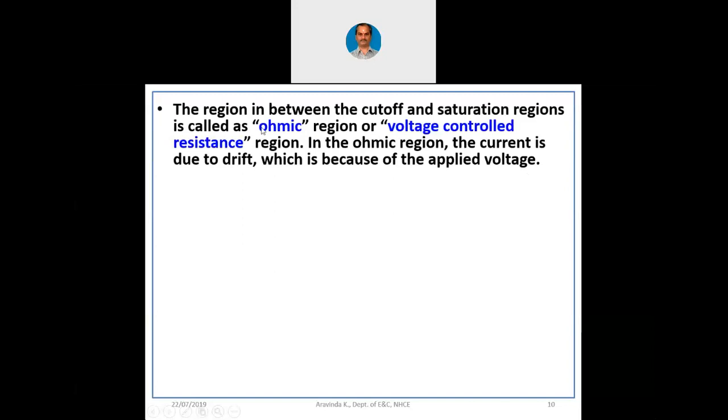Anyway, the region in between the cutoff and saturation region is called the ohmic region or voltage controlled resistance region. Why? By means of applied voltage, we are controlling the resistance of the channel. Actually, we are increasing the resistance of the channel by means of the reverse bias at the gate, because of which the maximum drain current is getting reduced. In the ohmic region, the current is due to drift, which is because of the applied voltage itself.